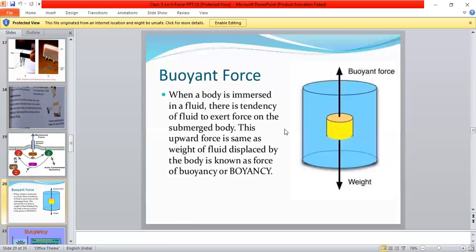Now, buoyant force is observed when fluids exert a force. See, in this experiment, a wooden block is dropped into the fluid. When this body is immersed in the fluid, the fluid exerts a certain upward pressure. The upward force will be equal to the weight of the fluid that is displaced by this wooden block. This force is called the buoyant force.